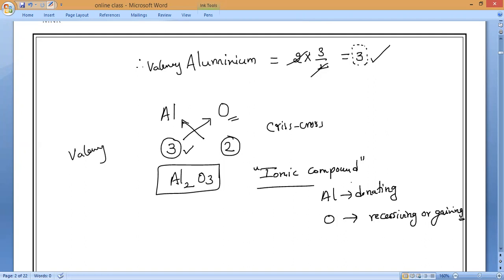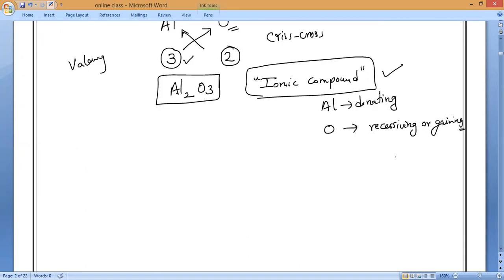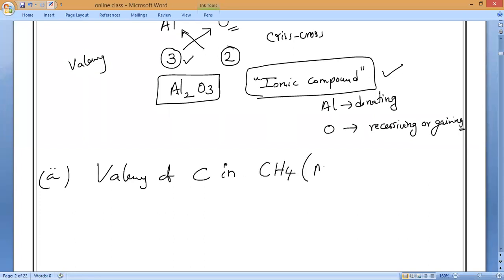Now, as we know it is donating and receiving, we can say it is an ionic compound. Now let us try the next example so that you will understand. Valency of carbon in methane. What is the methane formula? CH4. Remember, methane we can also call marsh gas.